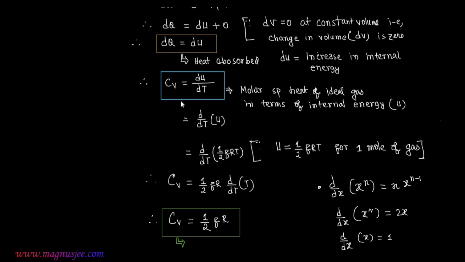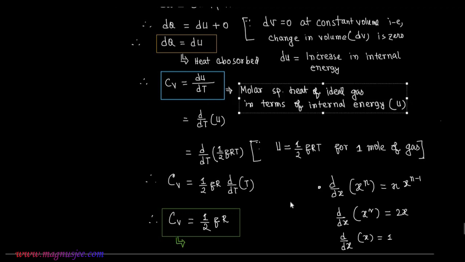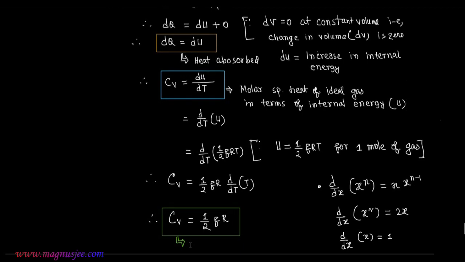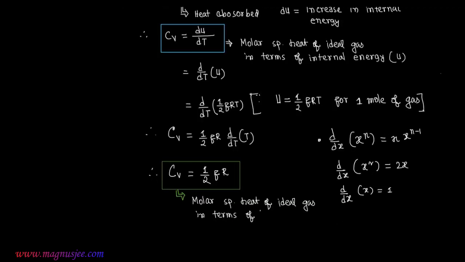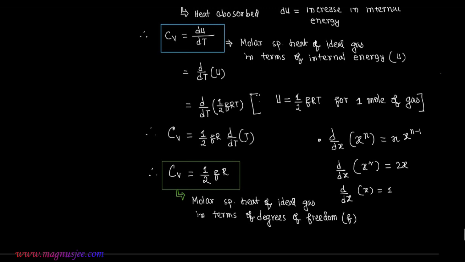Cv is equal to half F R. That is the expression of molar specific heat of the gas at constant volume in terms of degrees of freedom. Cv is equal to half F R, which is the molar specific heat of the ideal gas in terms of the number of degrees of freedom F. That is the expression of molar specific heat of the gas at constant volume.